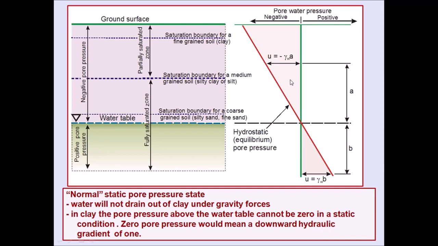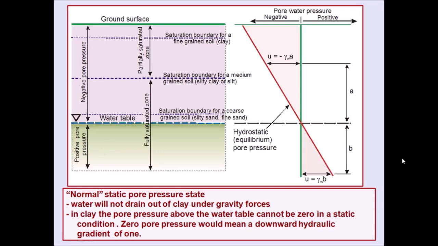The only static pore pressure state, I should say, in this situation is this one shown here. Your pore pressure will be positive hydrostatically below this water table, and it will be hydrostatic again but negatively above it. Any other situation than that is not a static one. It means drainage will be occurring or seepage will be occurring.